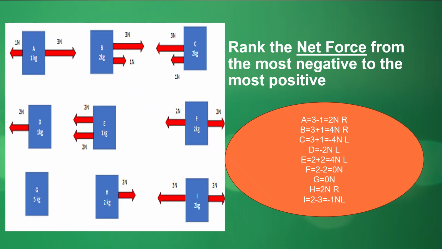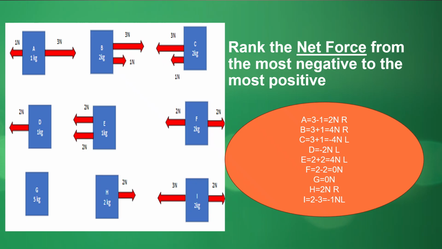They're both going in the same direction. We do not have a friction force or a backward force, so 3 plus 1 is equal to 4 newtons to the right. The next one, both of these are to the left. Since we are ranking from negative to positive, we are going to use those as a negative direction. So 3 plus 1 is 4, but they're going in the opposite direction, so that's negative 4, or 4 newtons to the left. D, we only have one force backwards, which is negative 2 newtons, or 2 newtons to the left.